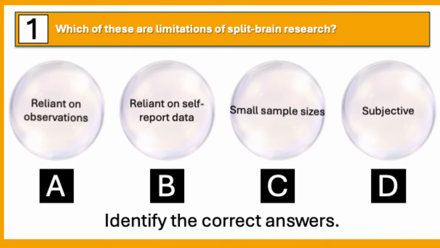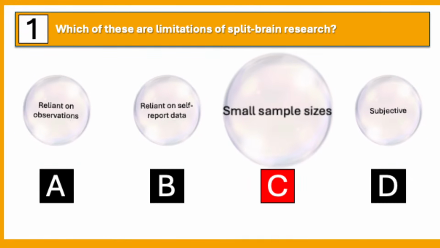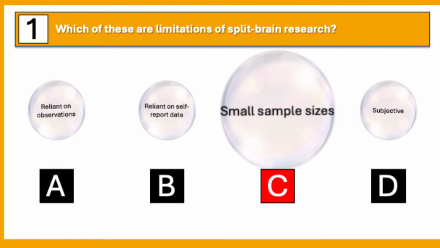We've got a mix of answers in the chat, and I'm conscious of time, so let's have a look at our answer. Our answer is small sample sizes. Generally, split brain research tends to have really small sample sizes because it's not common to have a split brain and to have that surgery to remove that corpus callosum or to sever it. So we tend to have small sample sizes, unfortunately, with this research.